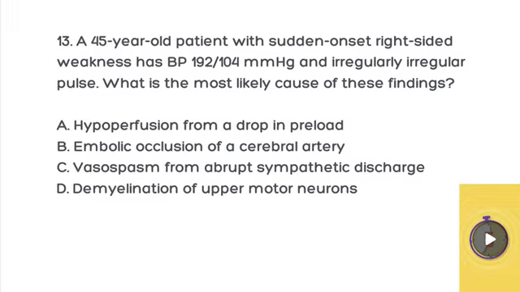Question number 13, let's go there. A 45-year-old patient with sudden onset right-sided weakness has a blood pressure 192/104 and irregular pulse. What is the most likely cause of these findings? 10 seconds.